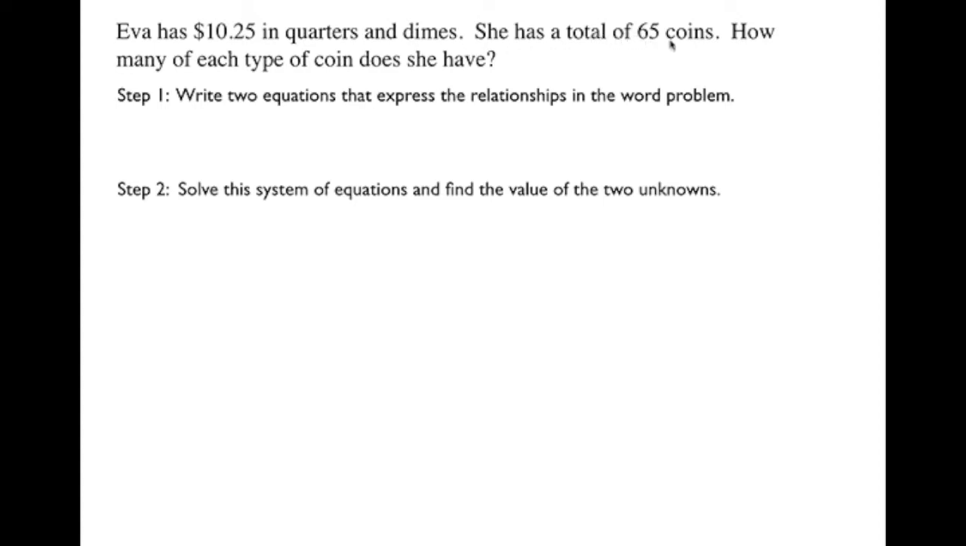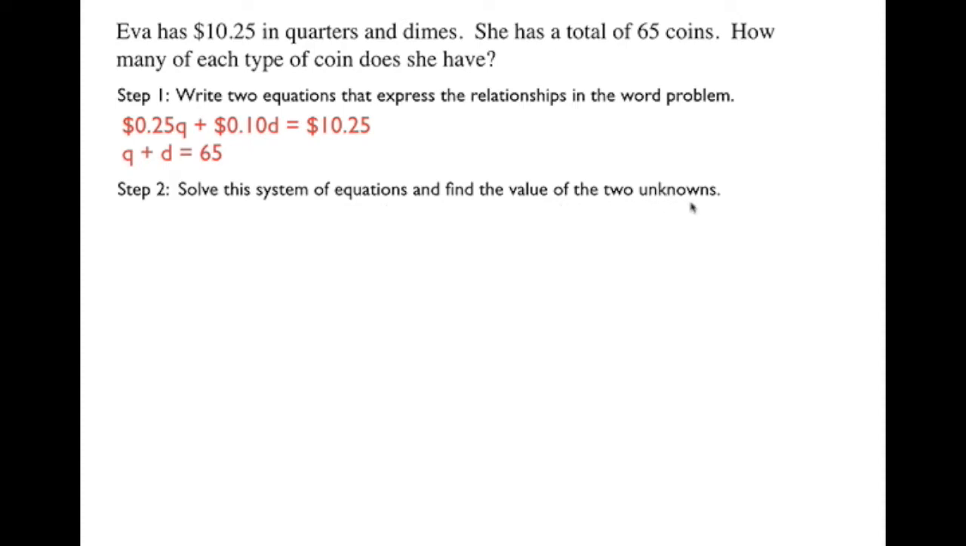which is 65 coins. The two equations I came up with are 25 cents times the number of quarters plus 10 cents times the number of dimes equals the total amount of money Ava has, $10.25. And of course, the total number of quarters plus the total number of dimes equals 65. Now, I'm going to solve the system of equations and find the value of the two unknowns.